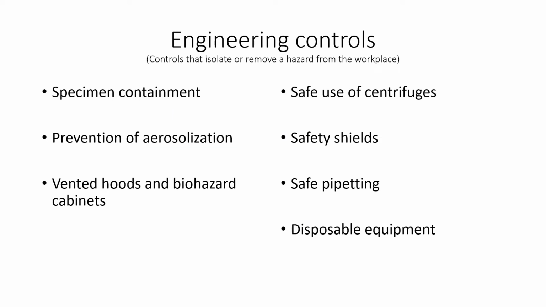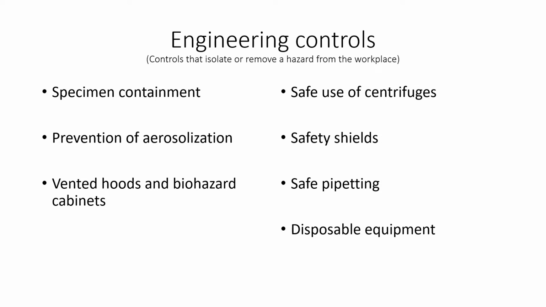Engineering controls are controls that isolate or remove a hazard from the workplace. So there are several types of engineering controls in order to make the laboratory a little bit more safe. For example, specimen containment. In other words, we want to make sure that our specimens are in closed tubes, and that if we use an instrument, we can actually use a closed tube sampling instrument. Okay? We want to prevent aerosols. So whenever we're spinning something in the centrifuge, we always want to use bucket lids and make sure that we have the lid down and we never hit the brake and open the lid.